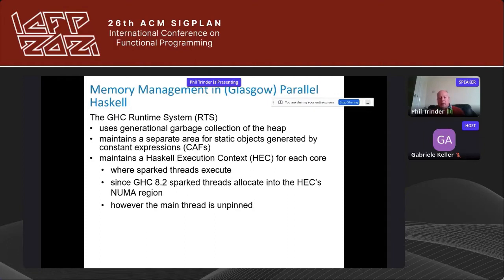However, the main thread, which is where the program execution starts, Haskell has a main function, and that's where the execution starts. The main thread is unpinned. It may run in any Numa region.